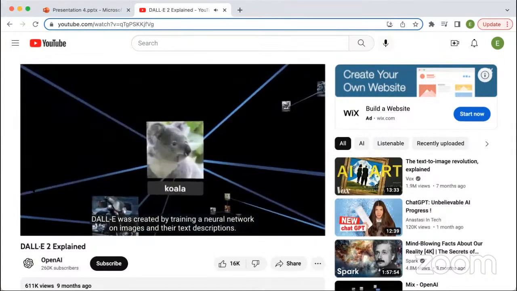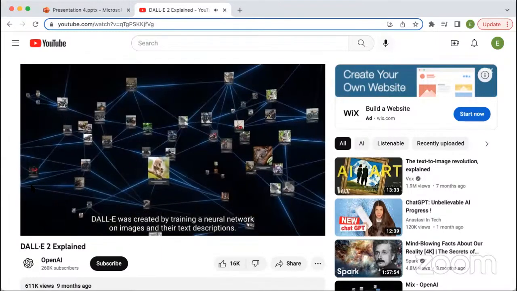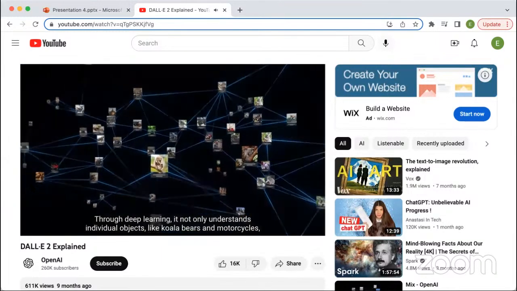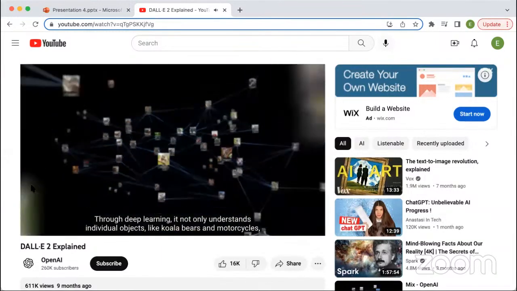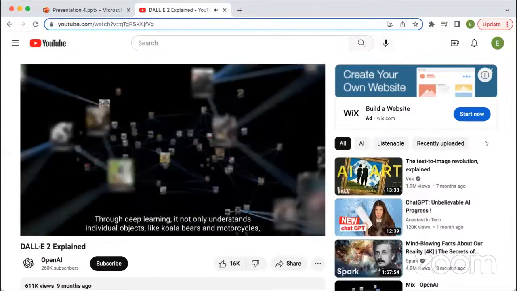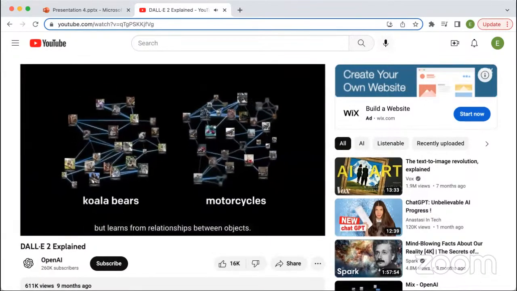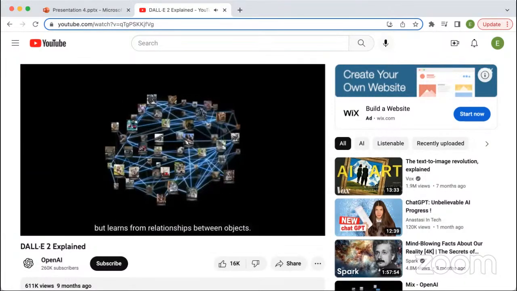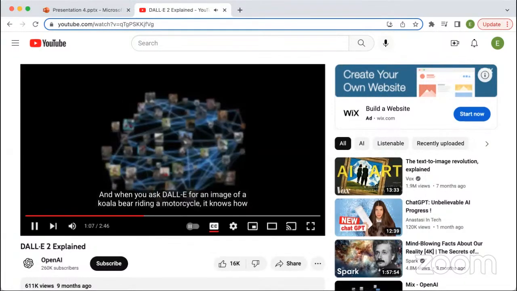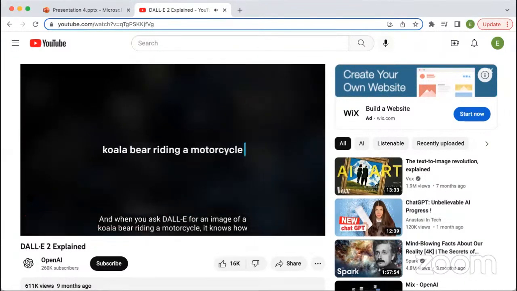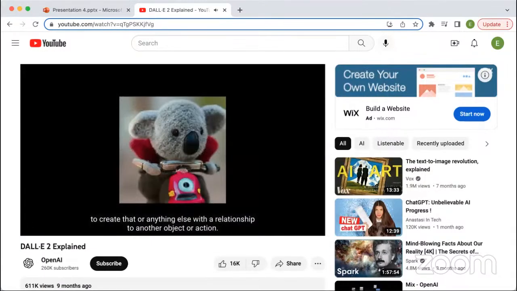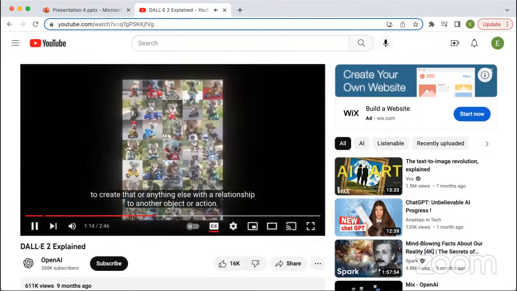DALL-E was created by training a neural network on images and their text descriptions. Through deep learning, it understands individual objects, like koala bears and motorcycles, but also learns the relationships between objects. And when you ask DALL-E for an image of a koala bear riding a motorcycle, it knows how to create that, or anything else with a relationship to another object or action.